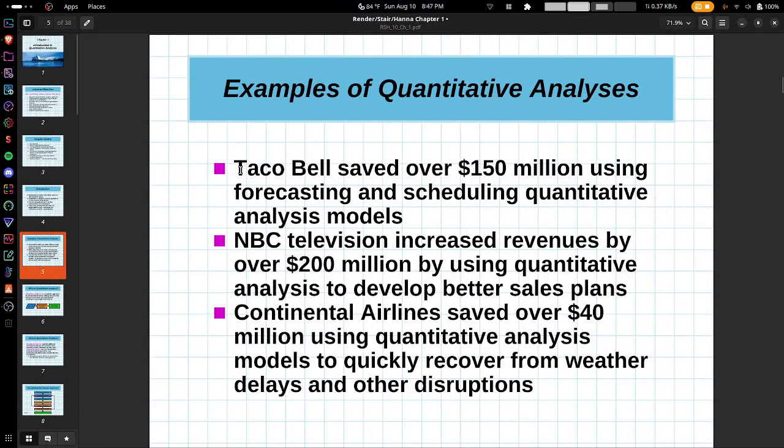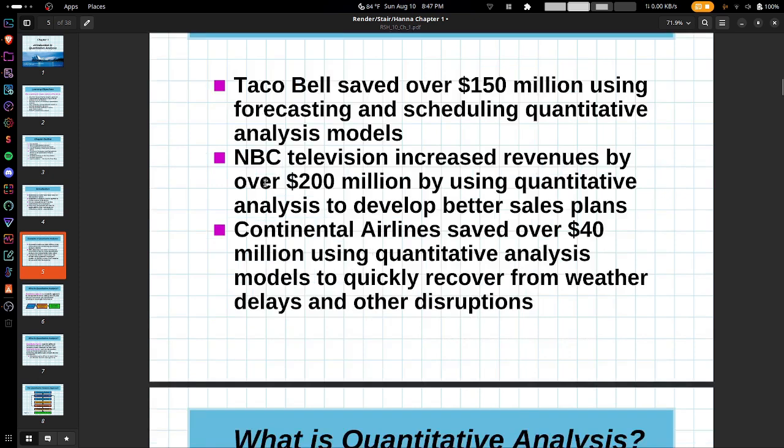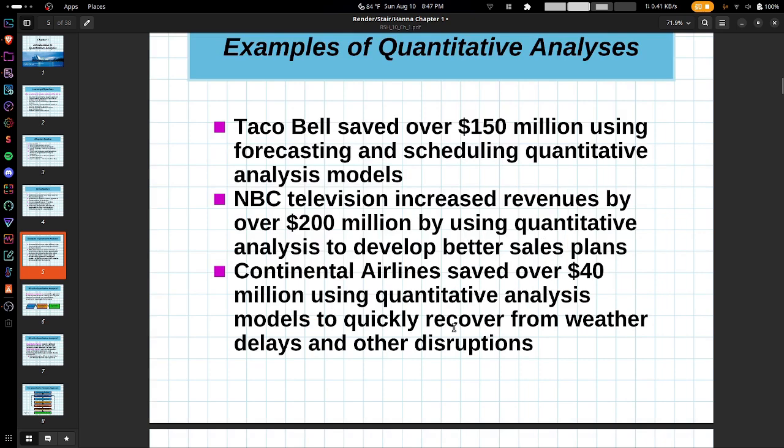An example is Telco. If there were 150 million using forecasting and scheduling, a quantitative analysis model like their customer demand and all these things. Then television increased use by over 200 million by using quantitative analysis to develop a better sales plan. And airlines saved 14 million using the model to quickly recover from weather delays and all these options.